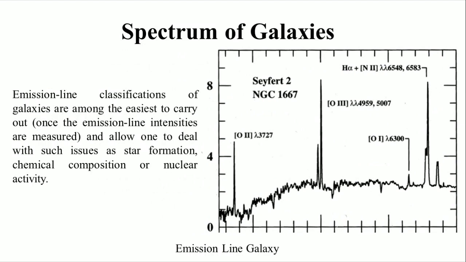Emission line classifications are one of the easiest to carry out because all we have to measure is the emission line intensities. A bit further step would be to measure the equivalent width of the emission lines. Just by doing this simple measurement, we can have information such as whether there is star formation, what the nuclear composition is, what the chemical composition of the galaxy is, and whether there is nuclear activity or not. We can understand all of this information from looking at the spectrum of the galaxies.